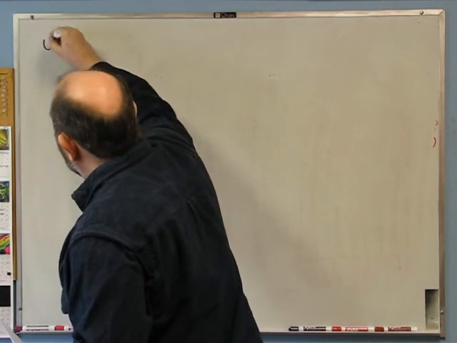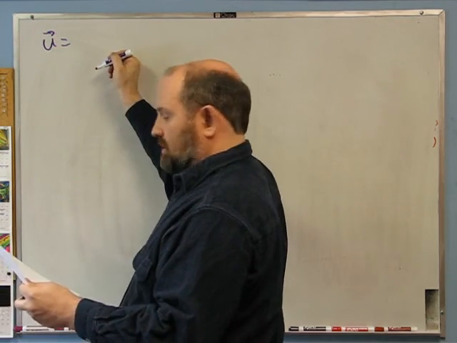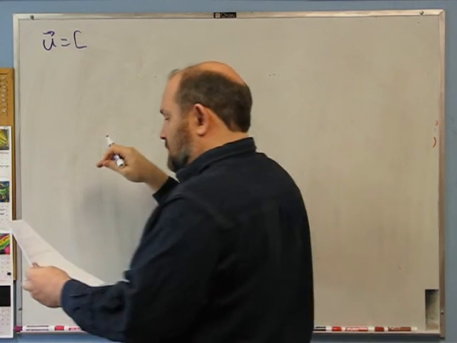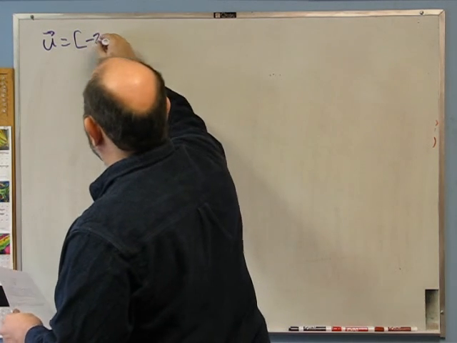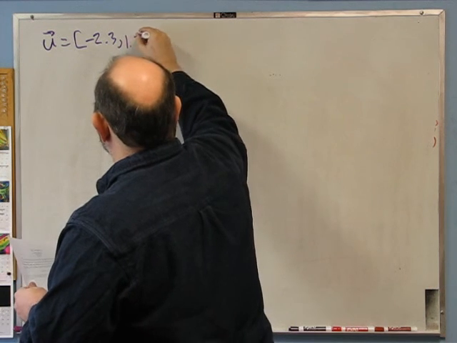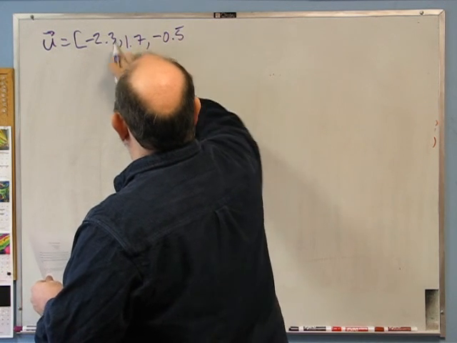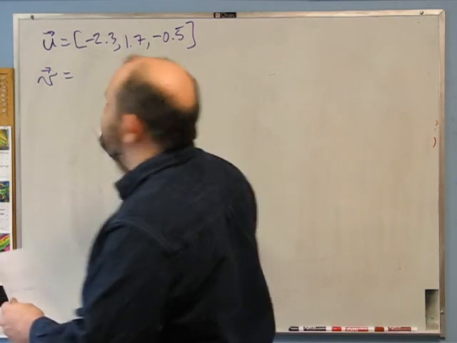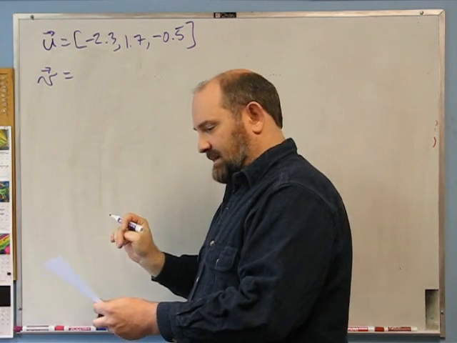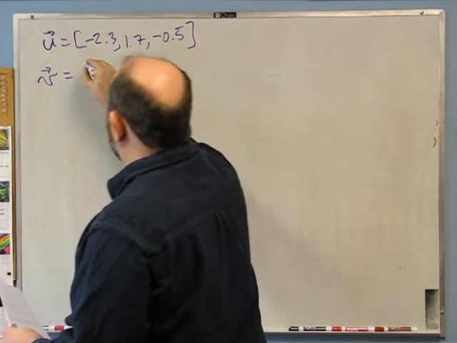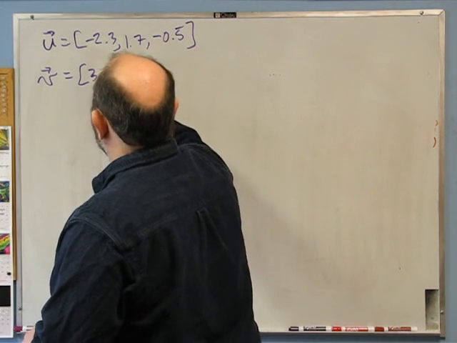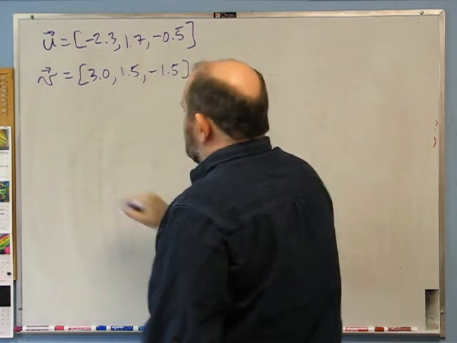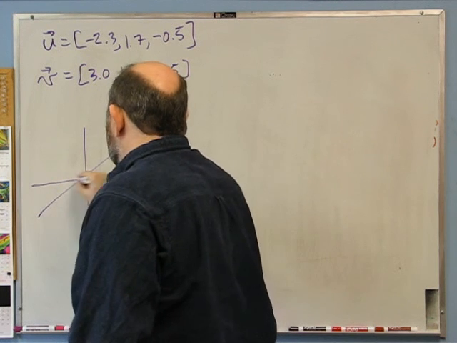So here is u vector, u, not y-o-u, but u, is minus 2.3, comma 1.7, comma minus 0.5. One of these days I'm going to accept that everything I write looks a little bit spastic. And then v is the same vector that we had in the last problem, 3.0, 1.5, comma minus 1.5.